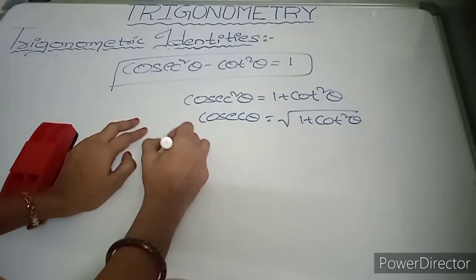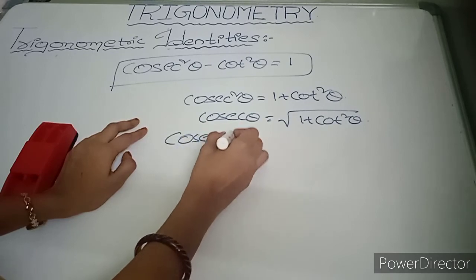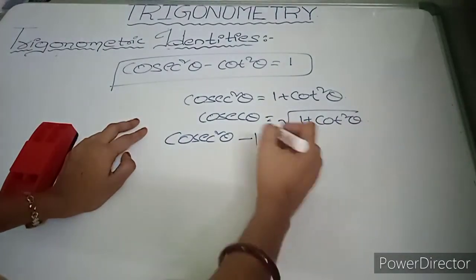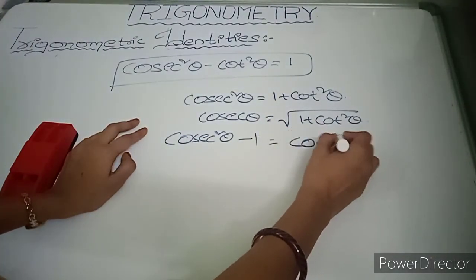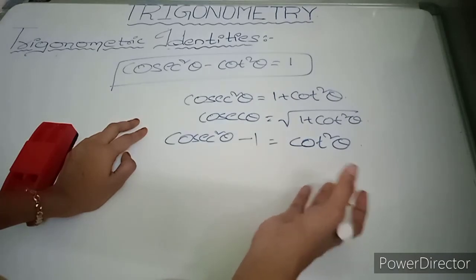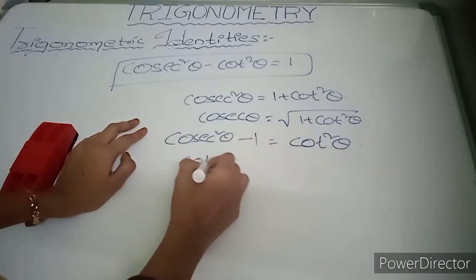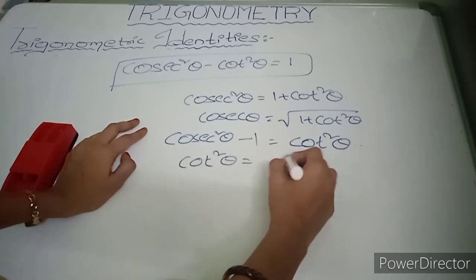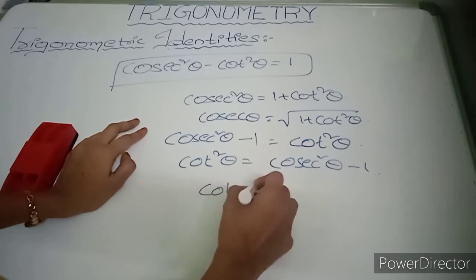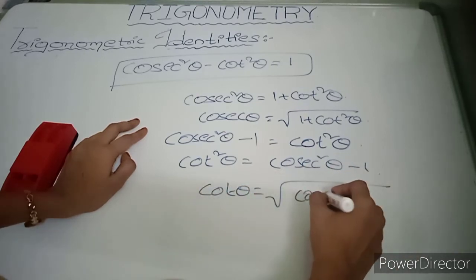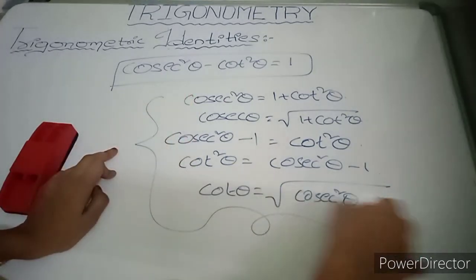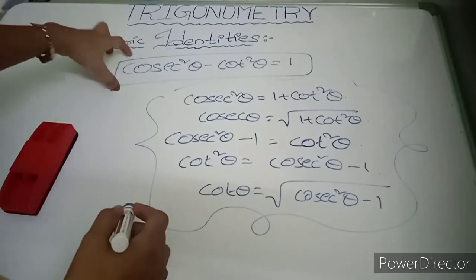Now the next identity: shift 1 to the left side, that is cosecant square theta minus 1, and cot to the right side. Minus cot square theta changes to plus cot square theta. Now cot square theta is equal to cosecant square theta minus 1, where cot theta is equal to square root of cosecant square theta minus 1. So these are the identities that are based on this identity.